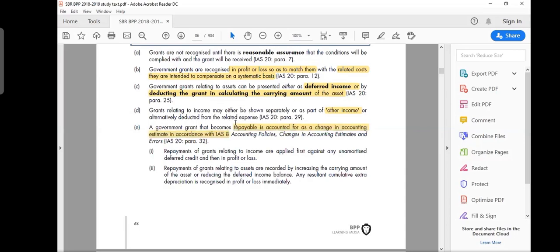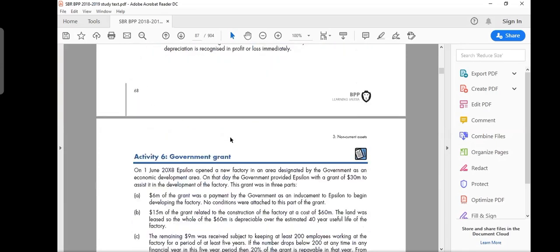A government grant that becomes repayable is accounted for as a change in accounting estimate in accordance with IAS 8. Repayable means that for some reason you are not meeting the conditions, or you could not meet the conditions, so you must return the grant. As I told you, it is your liability. If you are not achieving or meeting the conditions, it is a liability. It must be returned, and then you can treat it as a change in estimate and go back and change the transactions you made before. So this is quite simple and straightforward.